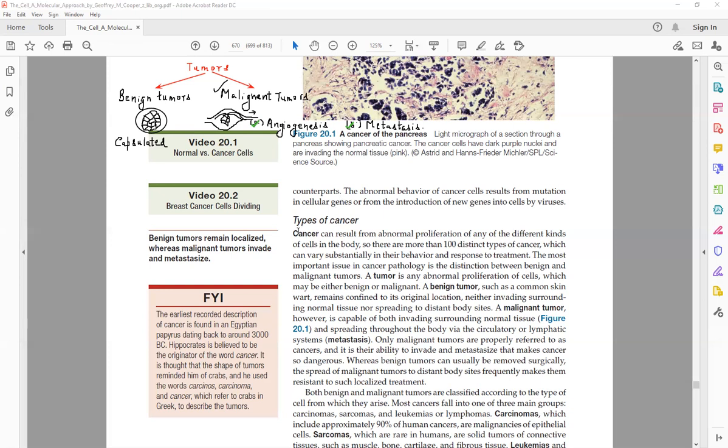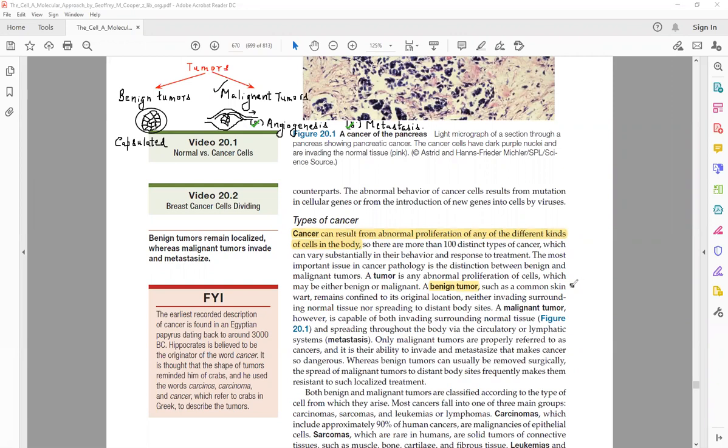Now, cancer cells. Cancers can result from abnormal proliferation of any of the different kinds of cells in the body. So if any of the cells present in our body undergo abnormal proliferation, it will lead to the formation of cancer. A tumor is an abnormal proliferation of cells, which can be of two different types. It can be benign or malignant in nature. Benign tumors, such as common skin warts. Any skin wart refers to a lesion that could be present over the skin.